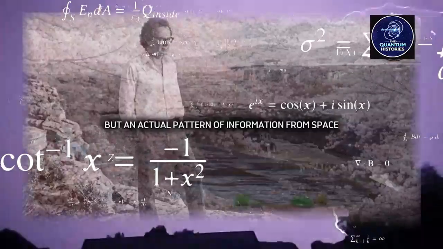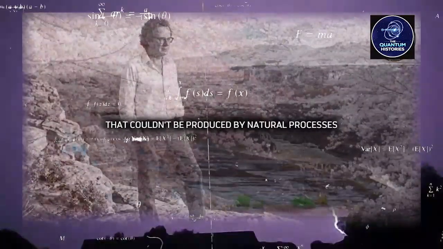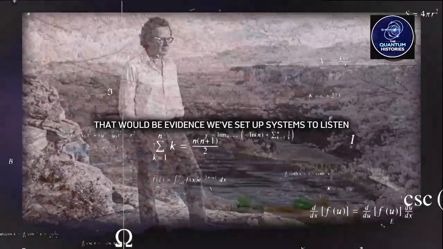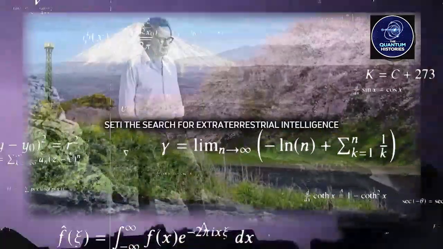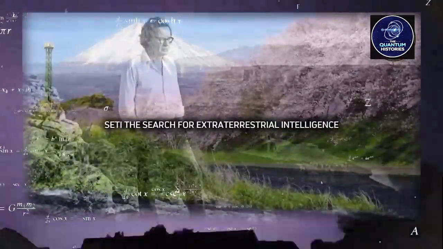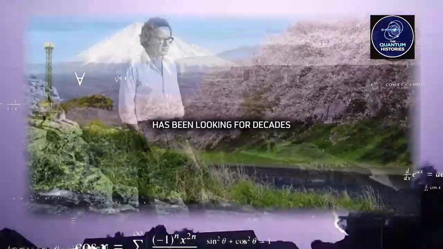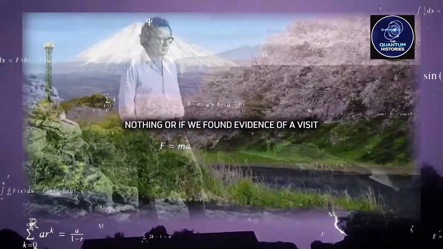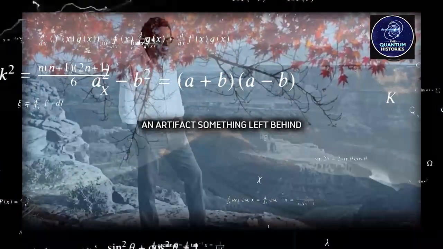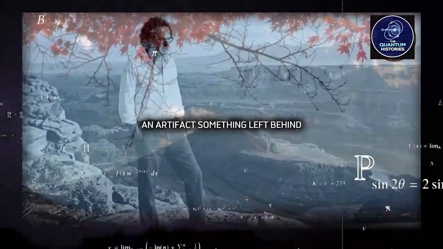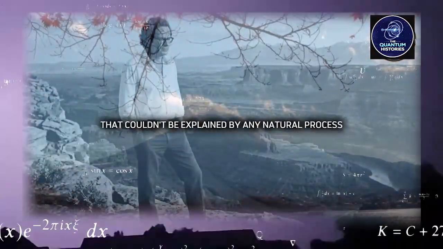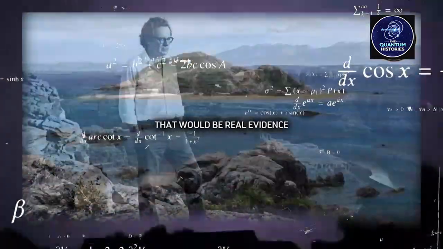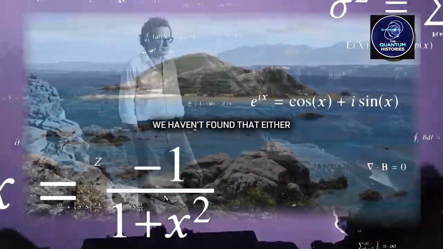Or if we detected an actual signal, not a weird, unexplained signal that we can't reproduce, but an actual pattern of information from space that couldn't be produced by natural processes, that would be evidence. We've set up systems to listen. SETI, the search for extraterrestrial intelligence, has been looking for decades, and they found nothing that they can confirm. Nothing. Or if we found evidence of a visit, an artifact, something left behind, something that couldn't be explained by any natural process and couldn't be explained by human activity, that would be real evidence. We haven't found that either.